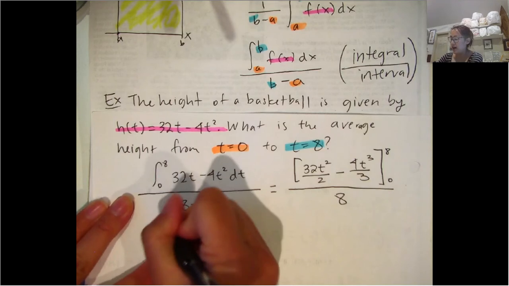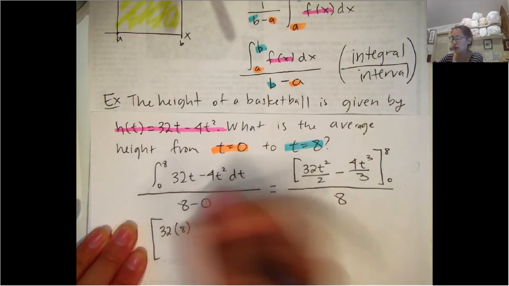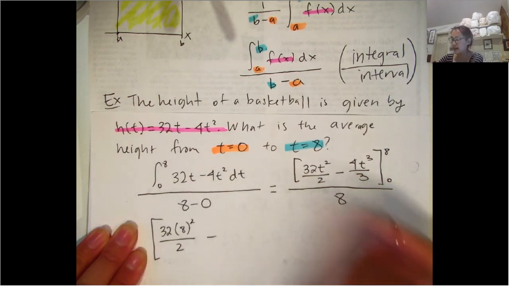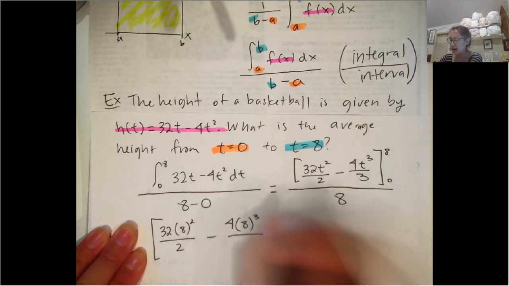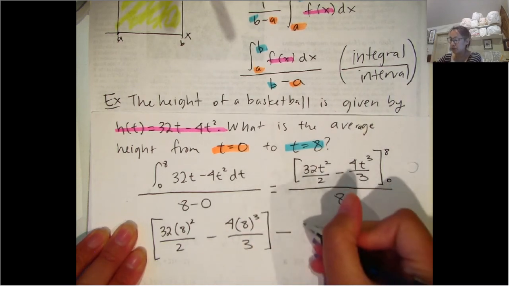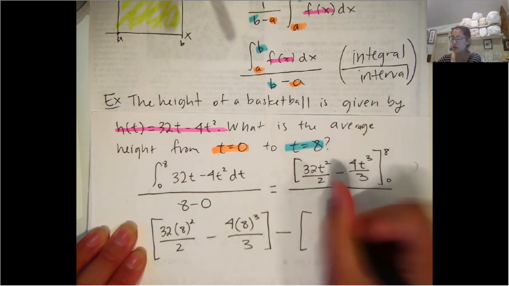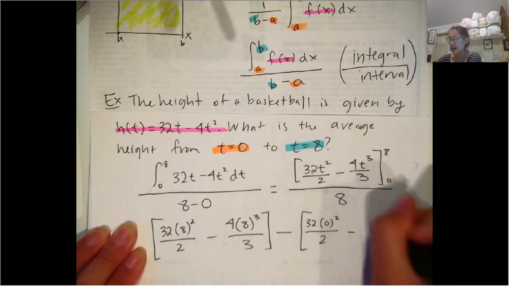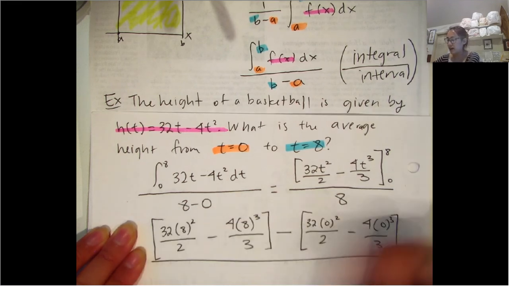Okay, so we plug in 8, we plug in 0, and divide by 8. As you know, in my class, you don't have to simplify. So this is a fairly straightforward question. So we have 32 times 8 squared divided by 2 minus 4 times, again, 8 cubed divided by 3 minus, and then we're plugging in 0 into all of this. You'll know that that gets you 0, but for those of you who aren't confident about that, you can just go ahead and plug in the 0 and leave that written. And all that is divided by 8.